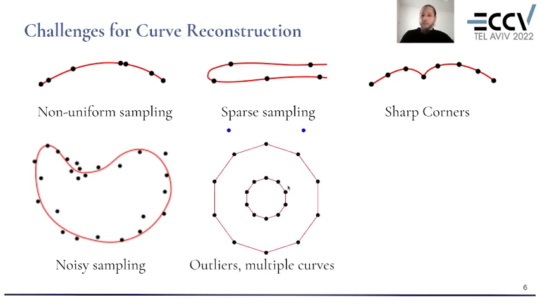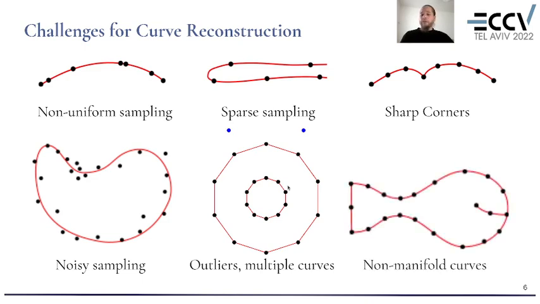We can have outliers, which are given by the blue points on the top here. Outliers are points that we don't want to include in reconstruction. They are not part of the information. We can have multiple curves, meaning that they are not connected in a single outline. Here, 2 nested circles, for example. And curves may be non-manifold, like self-intersections, meaning they have more than 2 neighbors for a point on the curve.